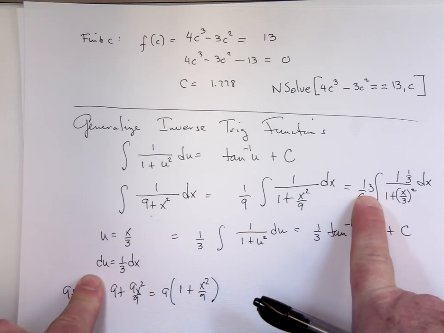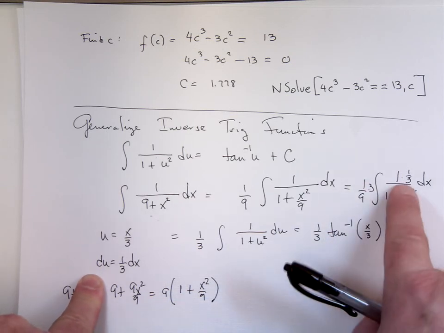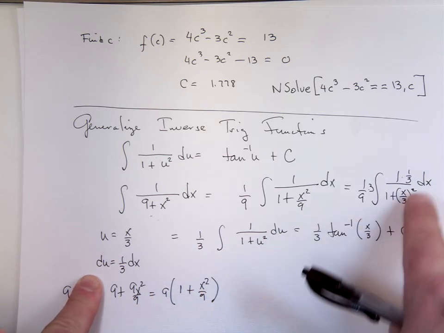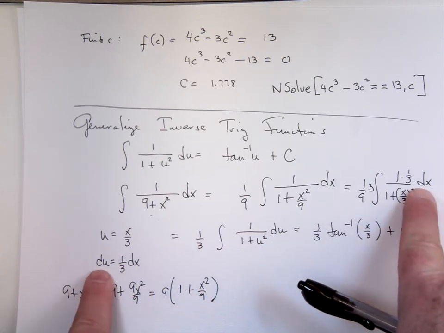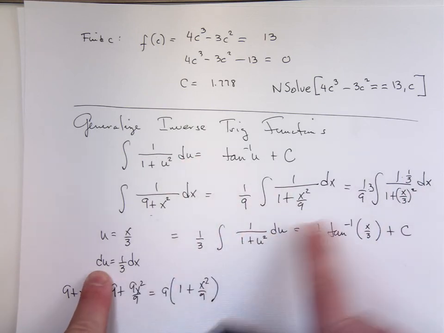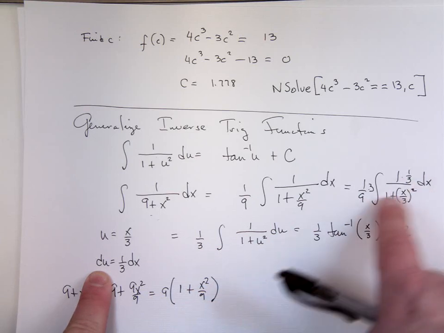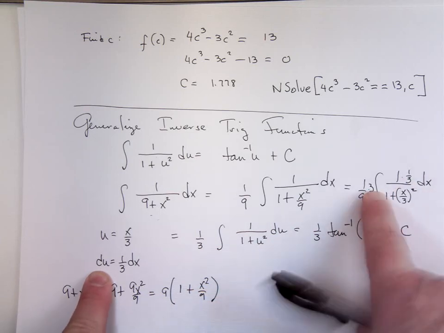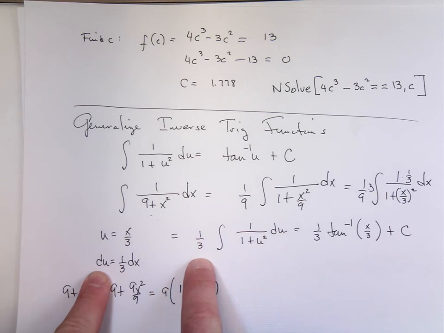Why did I do that? Because I wanted to get this form. In order to get this form, I had to have 1/3 dx so I could replace it with the du that I needed. And that's what I did. This 1/3 gets multiplied by 3. There was a 1/9 out there, times the 3, that gives me 1/3. This is the integration form.